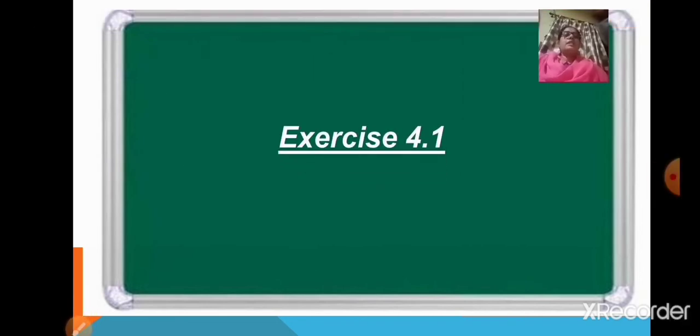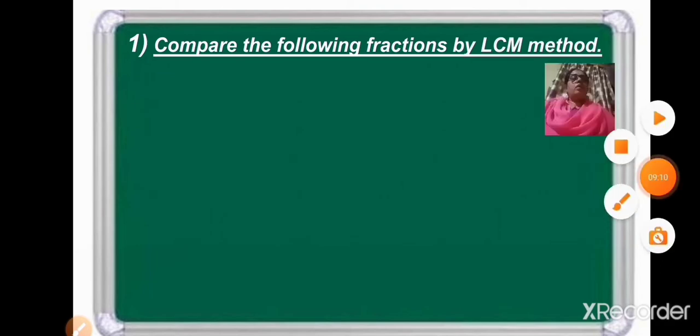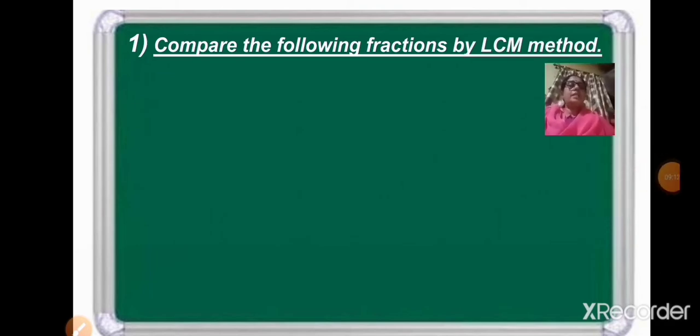So based on this, let us start with our exercise 4.1. You have to solve it in your notebook also. Compare the following fractions by LCM method. Fractions will be given to you. You have to compare them using the LCM method. So 3 steps you have to keep in mind. The first step is to find the LCM of the denominators, the second step is to make the denominators equal to the LCM, and the third step is to compare the fractions, or compare the numerators.